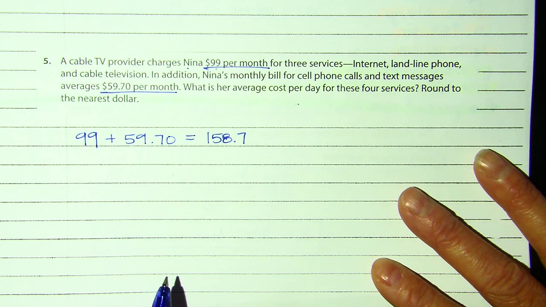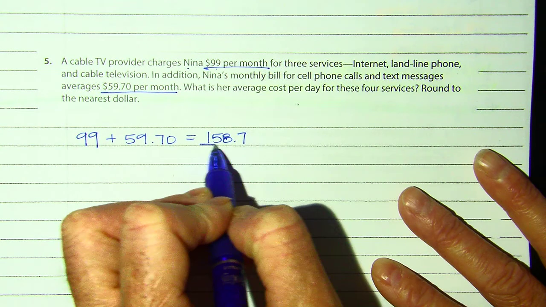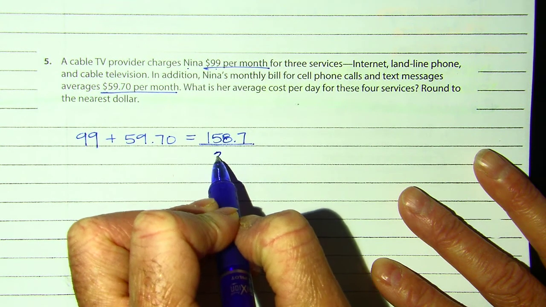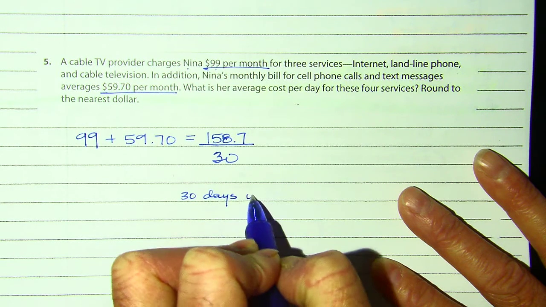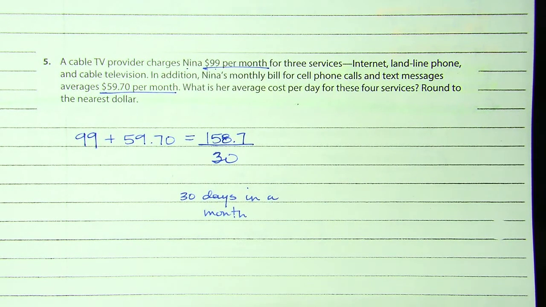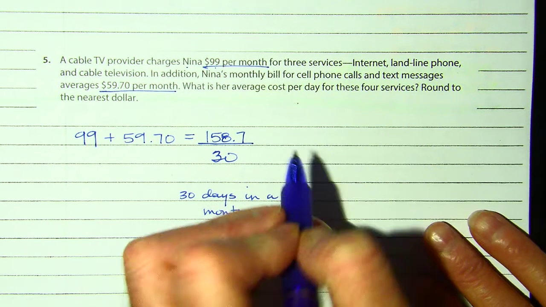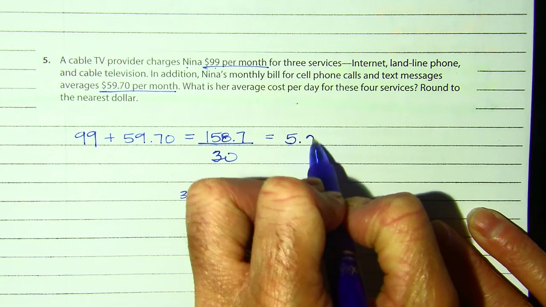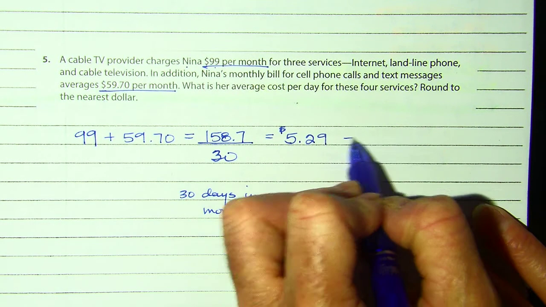So if I divide that, so here's her total cost. If I divide that by 30 days, and that's just an average. Some months have 31, one month has 28. So I'm doing an average here. So if I divide 158.7 by 30 days, the average cost per service is $5.29. Or this says round to the nearest dollar, so $5.